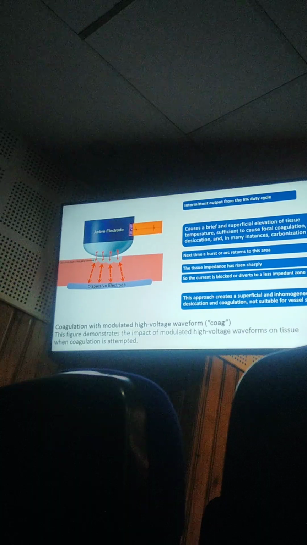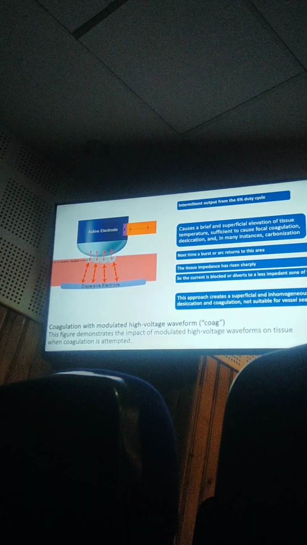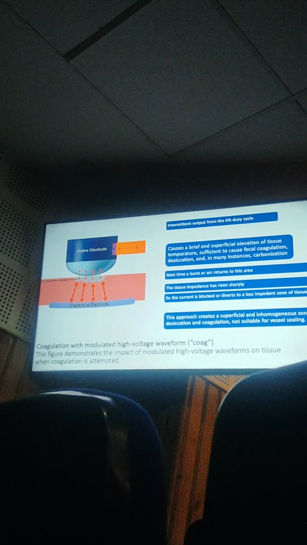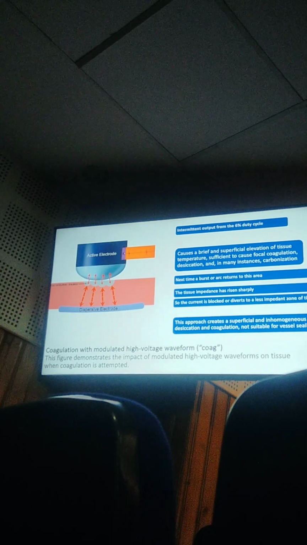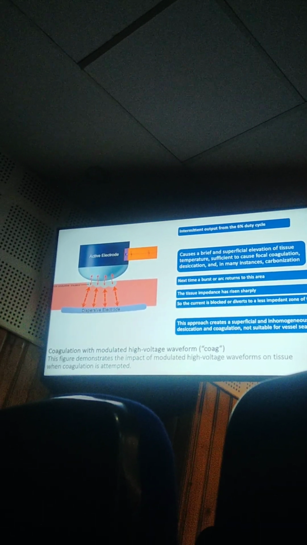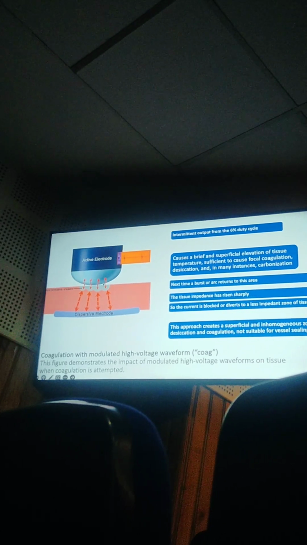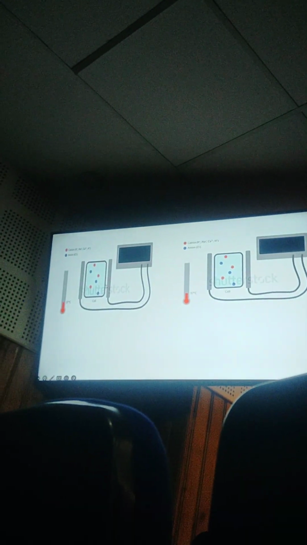So what happens is that the next time the current comes, it comes for 1 second, and there is a gap, and the next time when the current comes, the impedance or resistance of that tissue, which is already charged because of the first wave of current, is increased. So the current cannot go deep. So what will happen? It tends to go laterally. So this is the different effect of coagulation and cutting.